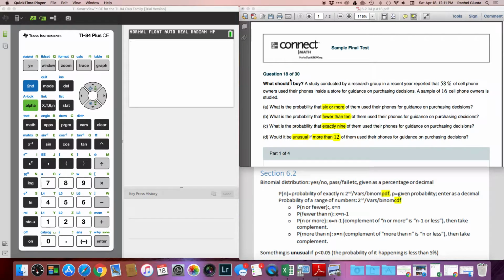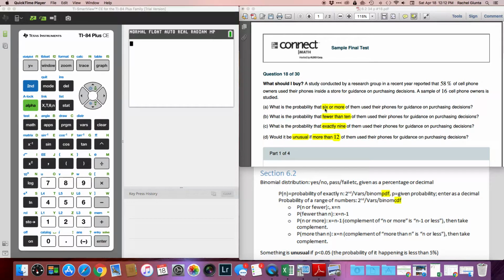So number 18 of the sample final, which is still from section 6.2, is very similar to question 16. So we've got study conducted 58%. When we convert that into a decimal, it's going to be 0.58, and that's going to be our P. Cell phone owners use their phones inside a store for guidance on purchasing decisions. A sample of 16, that's our number of trials, and then our X is going to be based on the number that's given to us in the parts.